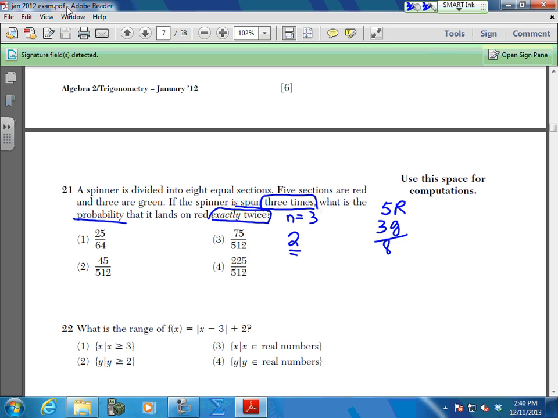Does it matter what order? No. There's your combinations. Here's your Bernoulli's, and it follows your pattern. Out of 3 of these, I want 2 to be successful. My probability of getting a red is 5 out of 8. My probability of not red is the rest, 3 out of 8.